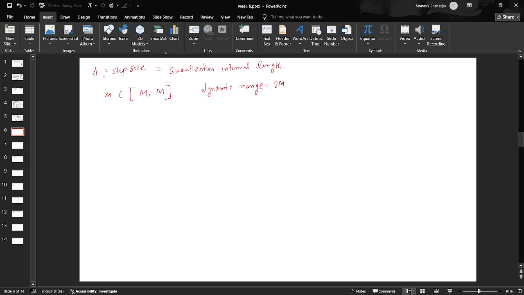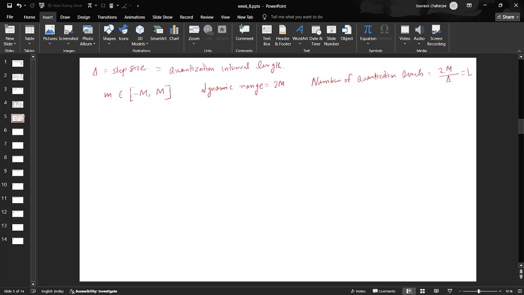And if you have already fixed the step size here and your range is this, how many levels you are going to have is this: the number of quantization levels is 2m over delta, and this we call L. Now you can see clearly the relation.